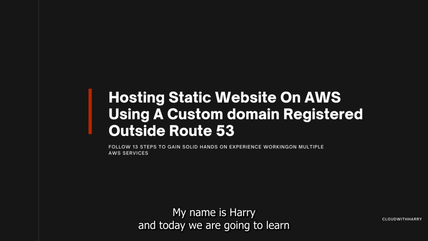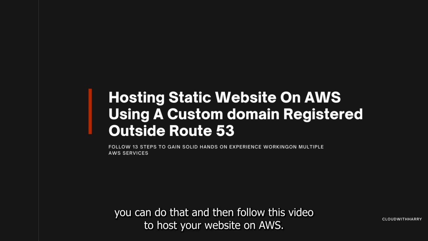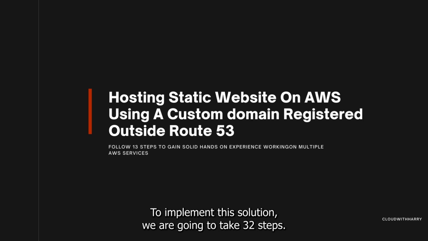My name is Harry, and today we are going to learn how to host a static website on AWS using a custom domain registered outside Route 53. So, if you want to purchase a cheap domain from any third party provider, you can do that and then follow this video to host your website on AWS. To implement this solution, we are going to take 13 steps.